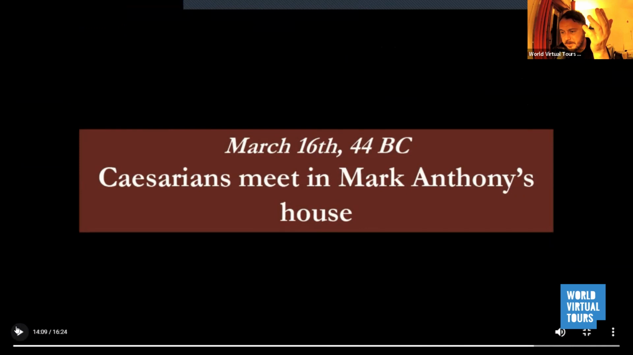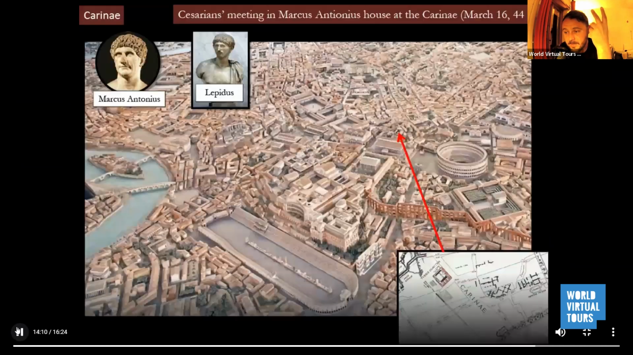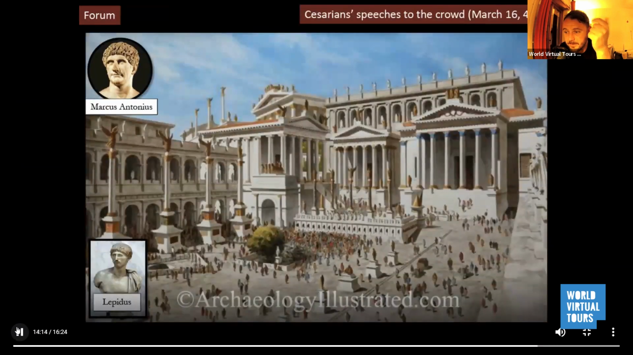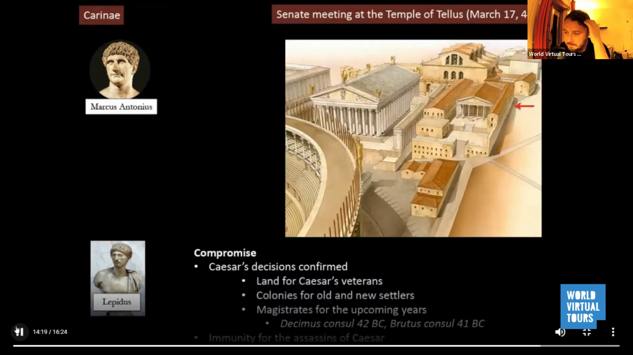What happened to Mark Antony? Mark Antony survived. He was not killed. And he met the so-called Caesarians, basically the other supporters of Julius Caesar, in his house. They had to decide, what do we do? They had two alternatives. We make an agreement with Brutus and Cassius, or we kill them. Mark Antony decided to make an agreement. So he met Brutus and Cassius, and they decided to confirm whatever Caesar had decided before he died.